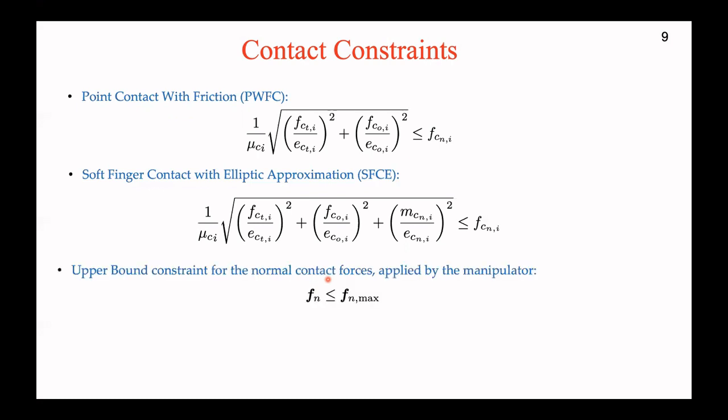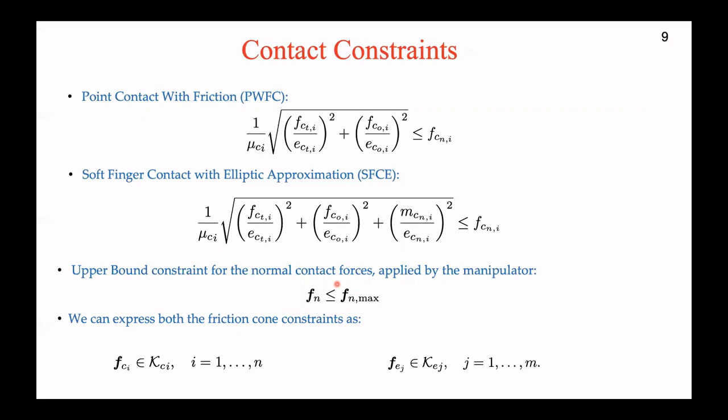To guarantee that the object is not damaged by the contact forces at the contacts between the object and the manipulator tips, we can consider an upper bound constraint on the normal contact forces. Here, Fn max is the upper limit on the normal contact forces. It is important to remember that this upper limit can be different for different locations. Both the second order cone constraints for the friction models can be expressed compactly as shown here at the bottom of the slide.